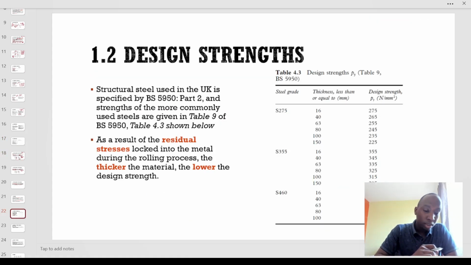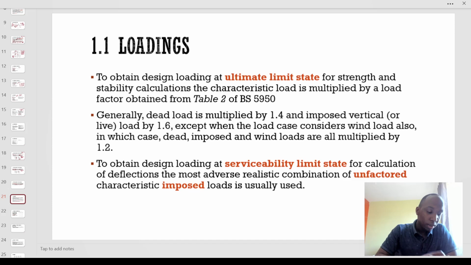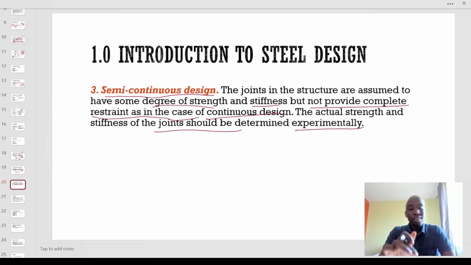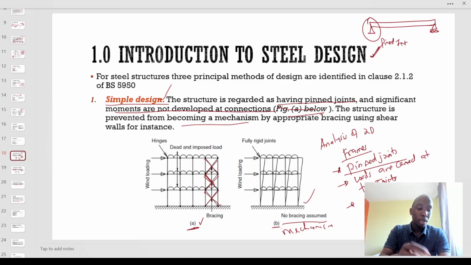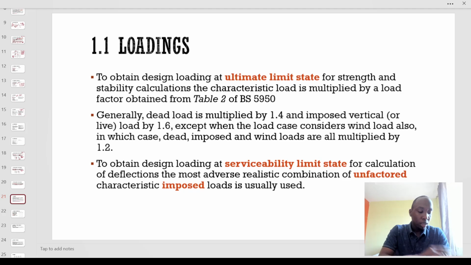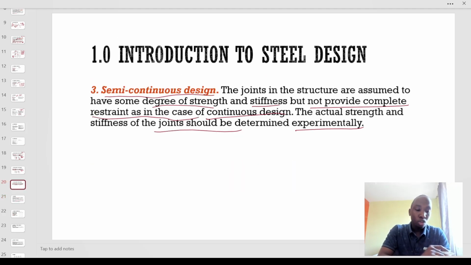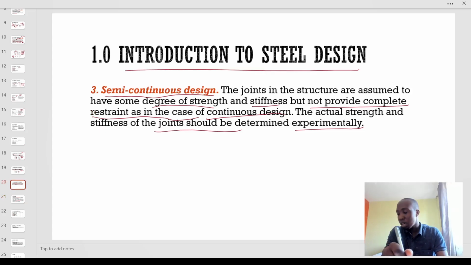So those are just design methods. The one that we're going to use mostly will be simple design. At this level, we're going to do simple design of steel. So we have introduced steel design by looking at the methods.